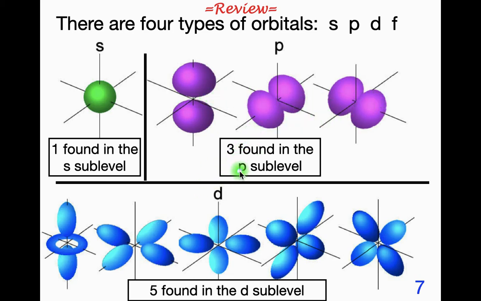There are 3 orbitals in a p sublevel. And this is the most important thing to remember. The S sublevel has 1 orbital. The P sublevel has 3 orbitals. The D sublevel has 5 orbitals.